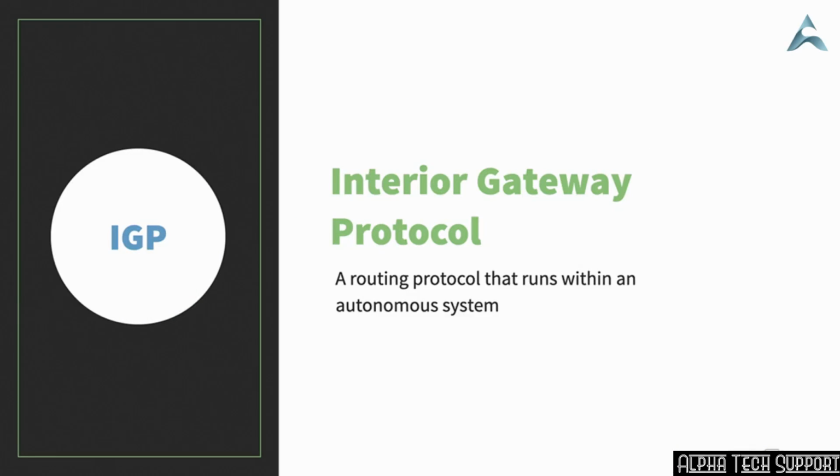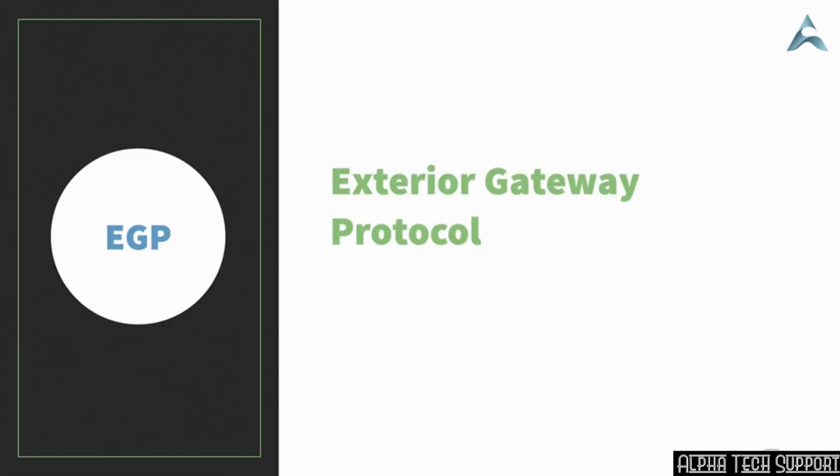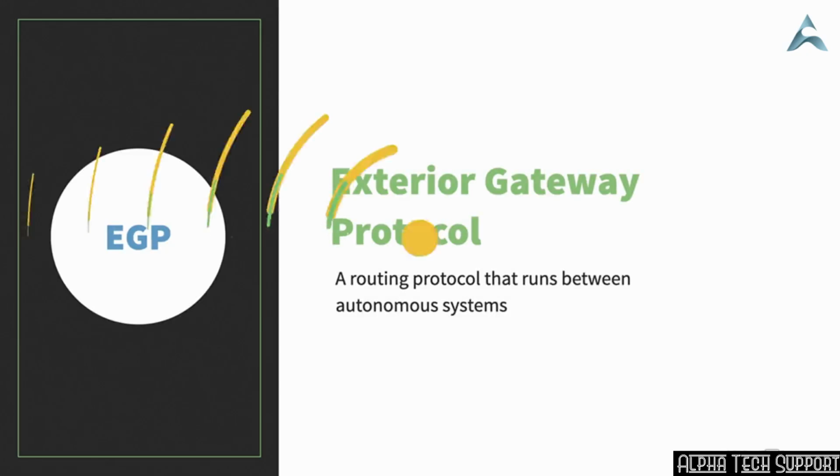such as RIP or OSPF or ISIS or EIGRP. And what runs between autonomous systems? We gave BGP as an example. That's an EGP, an exterior gateway protocol. So that's going to take us between one autonomous system and another autonomous system.